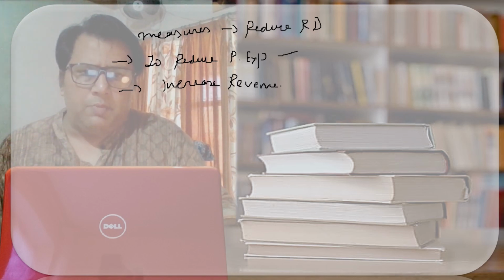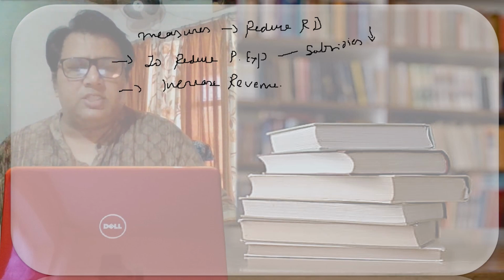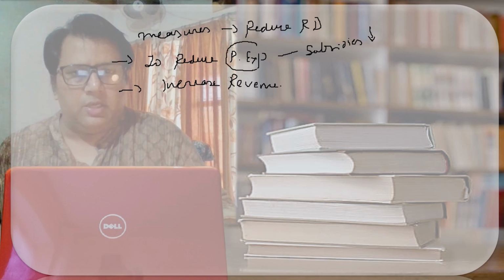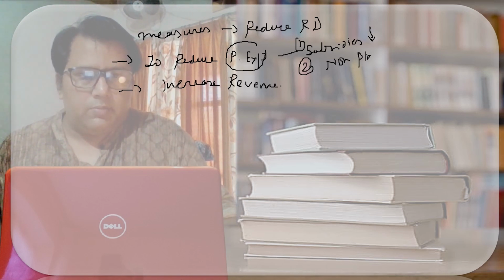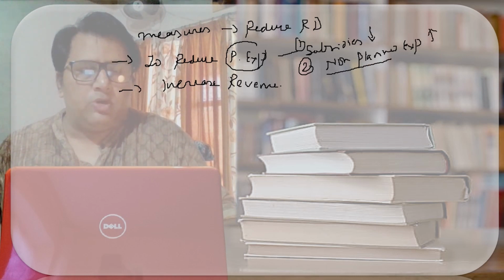The government can reduce the public expenditure by decreasing the subsidies. Government should give less and less subsidies to the people. If the government gives less subsidies to the people, the public expenditure will decrease. This is one solution to the problem. Second is by decreasing the unplanned expenditure. The government should only incur that expenditure which is according to the planning. The government should cut down or curtail the unplanned expenditure.